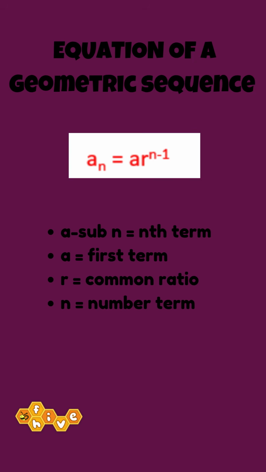And now for geometric sequences. Geometric sequences can be modeled by the equation a sub n, which is once again your nth term, is equal to a, which is your first term, times r, which is your common ratio here, because in geometric sequences you're dealing with ratios and how much things are multiplying or dividing by. And then the ratio is to the power of n minus 1. And n is still your number term.